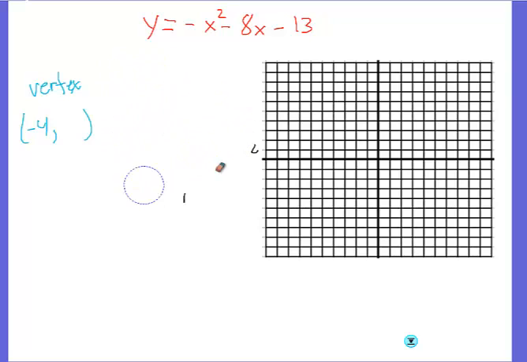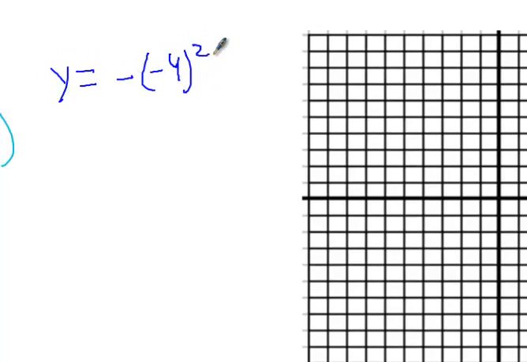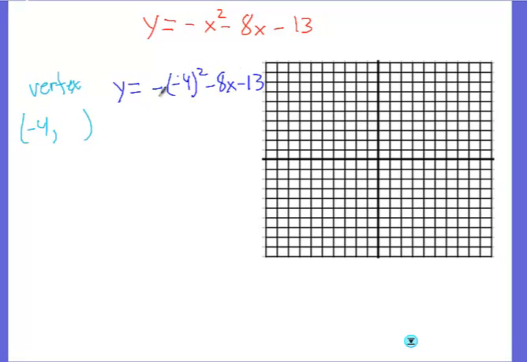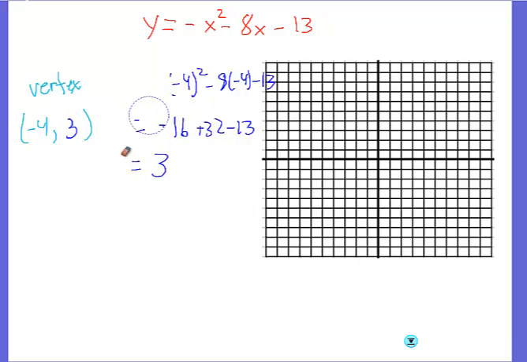And like we said before, to find the y value, you just substitute that. You substitute negative 4 into our equation. So you're going to get y equals negative 4 squared minus 8x minus 13. Again, so it's negative 16. Oops. This should actually be negative 8 times negative 4 minus 13. So that becomes plus 32 minus 13. When we simplify, that becomes positive 3. Okay. So the vertex in this case is negative 4, comma 3.